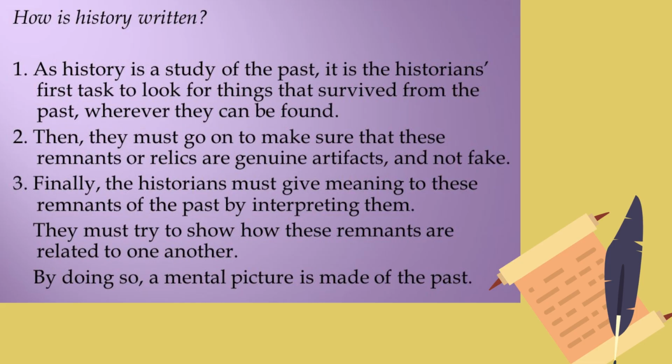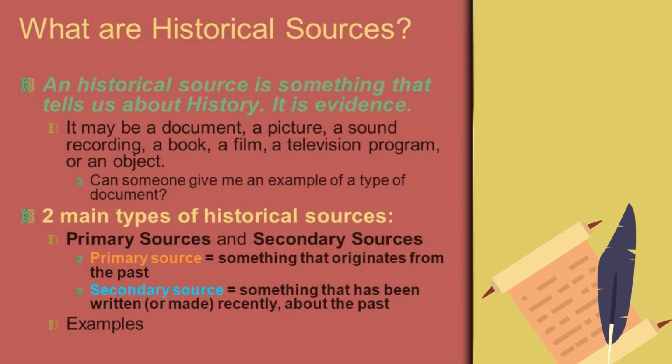How is history written? As history is a study of the past, it is a historian's first task to look for things that survived from the past, wherever they can be found. Then, they must go on to make sure that these remnants or relics are genuine artifacts and not fake. Finally, the historian must give meaning to these remnants of the past by interpreting them. They must try to show how these remnants are related to one another. By doing so, a mental picture is made of the past.